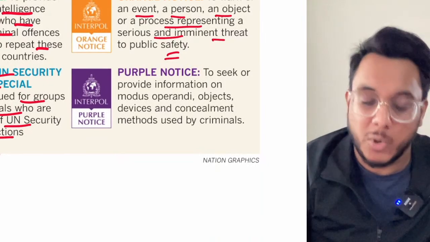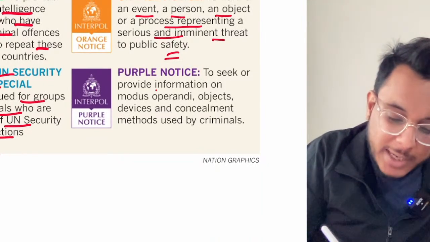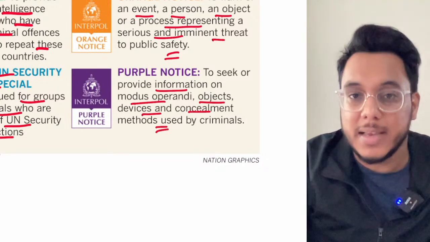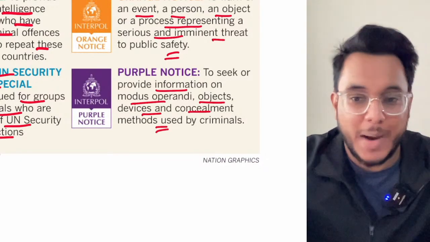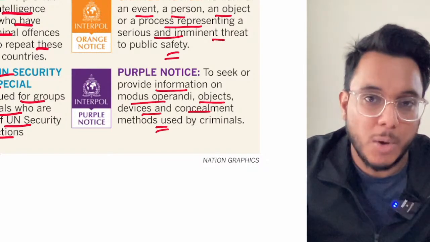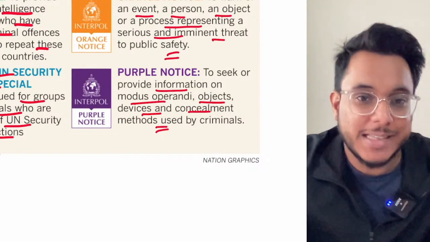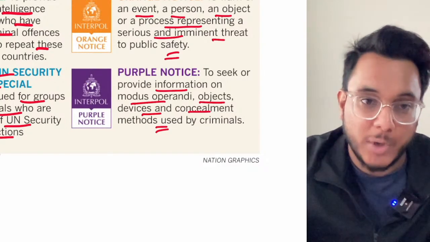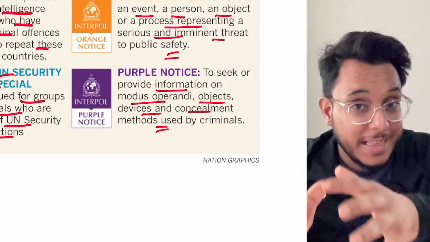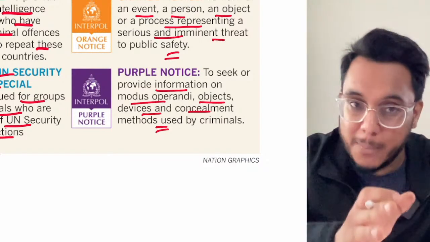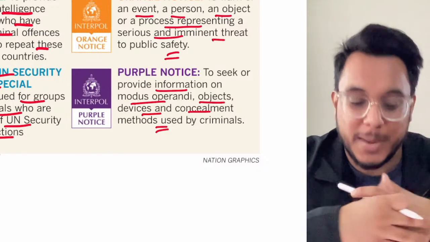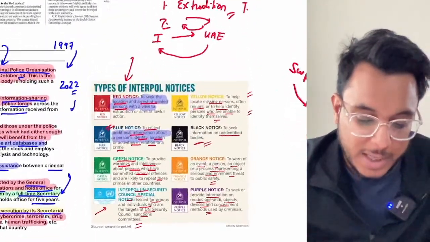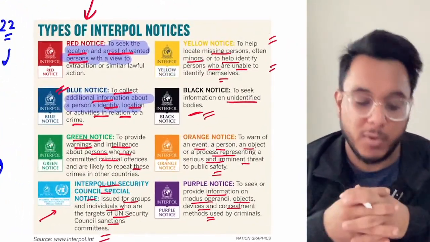And then there is a purple notice. Purple notice is to seek or provide information on modus operandi, objects, devices and concealment methods used by criminals. For example, guys, you might have seen many of the gangs that operate with a signature style. That information can be shared by giving the purple notice: this is the way these criminals operate, these are the devices they use, this is the method by which they evade policing. So we have this purple notice. All these are the different types of notices.